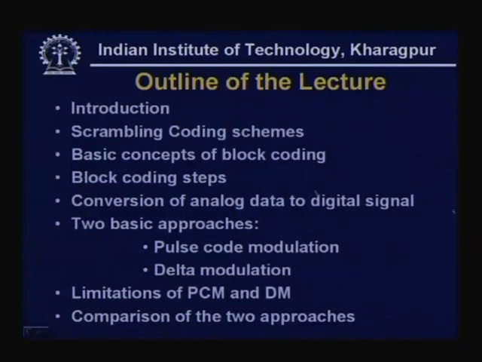Then the steps of conversion of analog data to digital signal. This will be a different type. Then two basic approaches of analog data to digital signal, that is pulse code modulation and delta modulation. Then we shall discuss limitations of pulse code modulation and delta modulation. Then compare these two approaches.